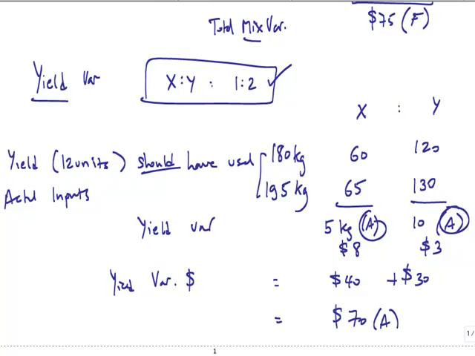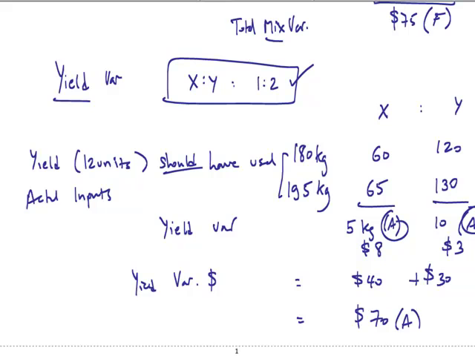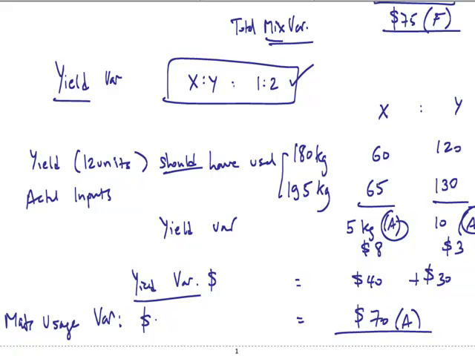Finally, we can summarize that the sum of the mix and yield variances, the mix variance being $75 favorable, plus the yield variance being $70 adverse, gives us a total materials usage variance of $5, and that will be favorable.